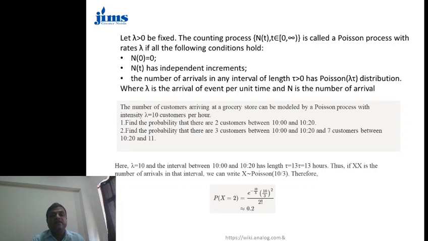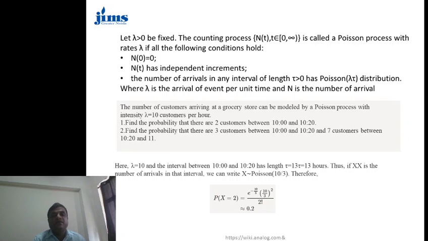The first condition is N(0) equal to 0, meaning at t equal to 0 the value is 0, and N(t) has independent increments. The number of arrivals in any interval of length tau greater than 0 has a Poisson distribution, where lambda is the arrival of events per unit time and n is the number of arrivals. See this particular example.